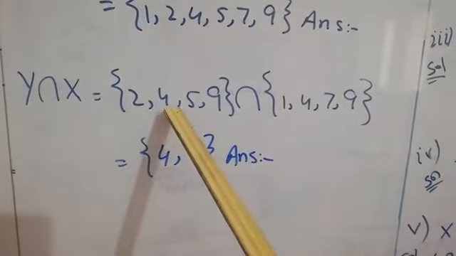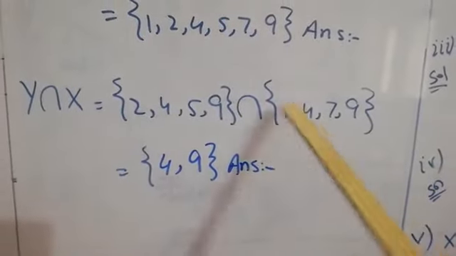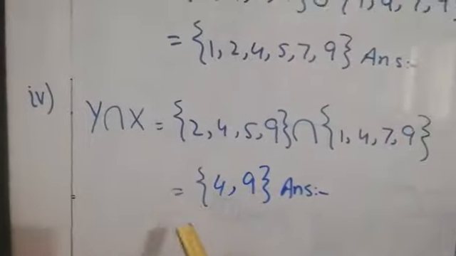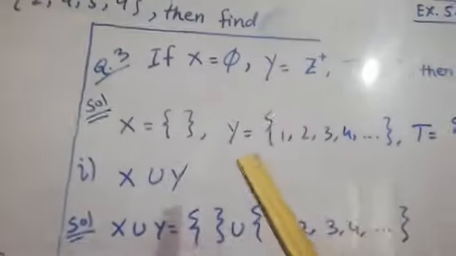Then find the common elements between these two sets. These are also 4 and 9. This is the end of question number 1. Now move to question number 3.